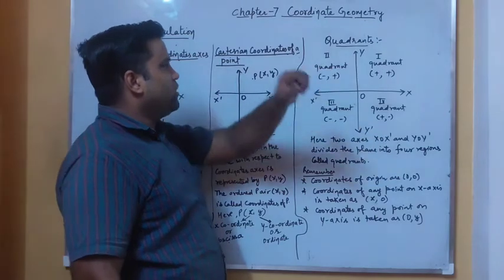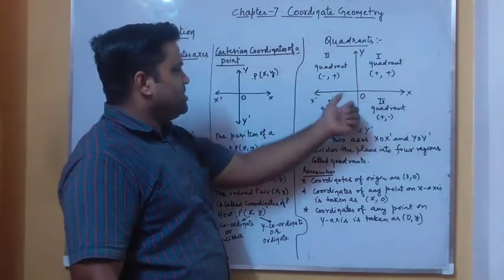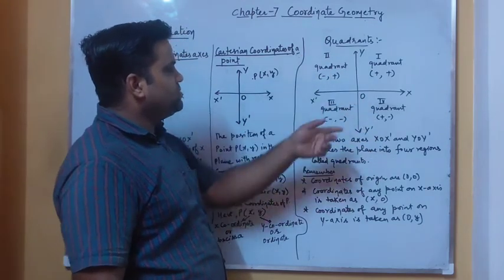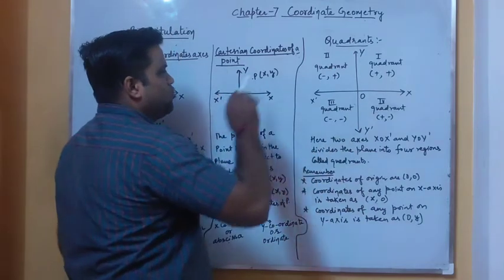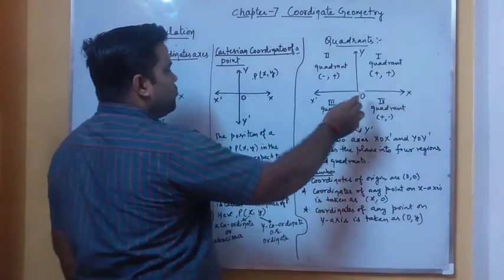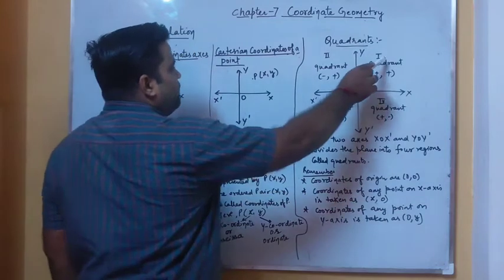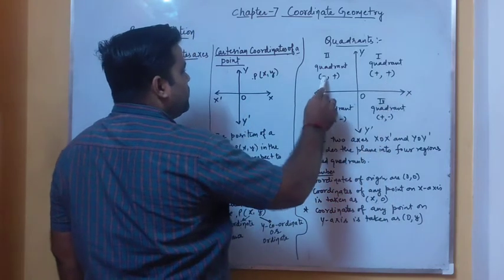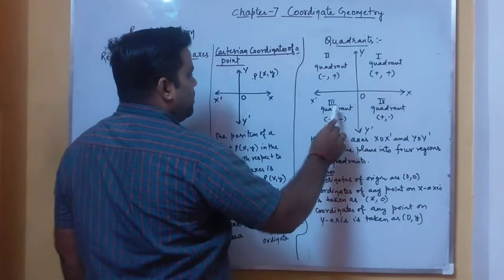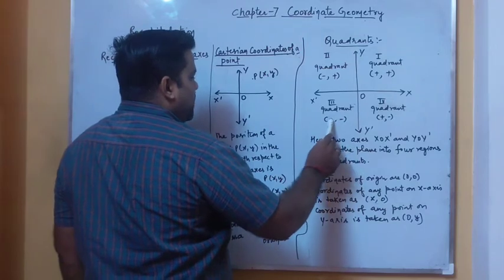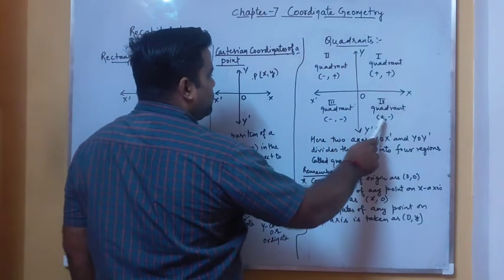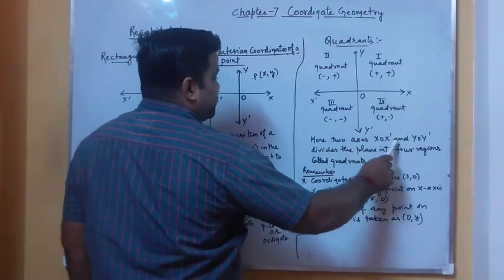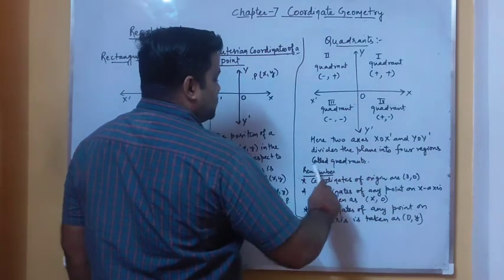Now let us come on quadrants. Here the two lines XOX' and YOY' divide the whole coordinate plane into 4 parts. Each part is called a quadrant. This is the first quadrant, second quadrant, third quadrant and fourth quadrant. In the first quadrant, both x and y are positive. In the second quadrant, x is negative and y is positive. In the third quadrant, both x and y are negative, and in the fourth quadrant, x is positive and y is negative. The two axes X'X and Y'Y divide the plane into 4 regions called quadrants.